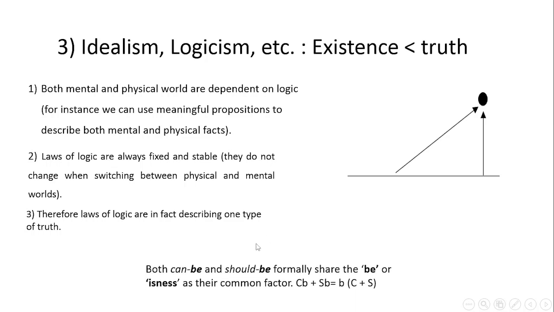Consider this. If CB is can be, and SB is should be, then being is a common factor between can be and should be. Can be is related to ontology, should be is related to epistemology, and be itself is a common essence between ontology and epistemology. It's a metaphysical entity. Things like entity, being, thing are totally neutral to subject and object, or epistemology and ontology.